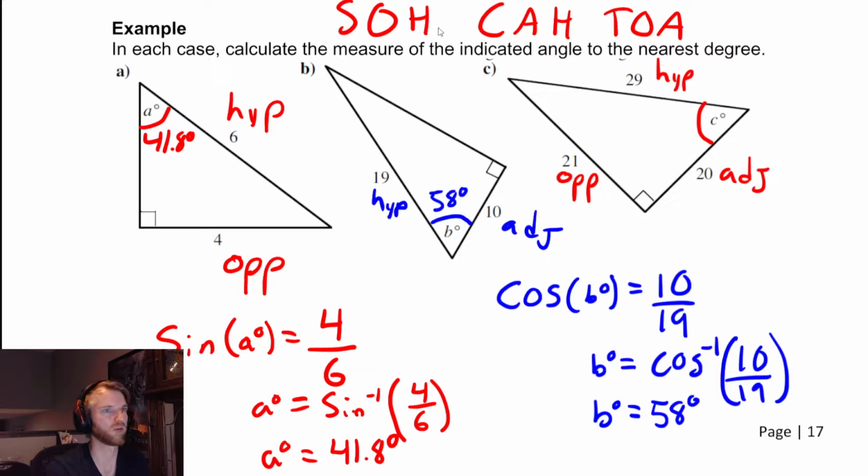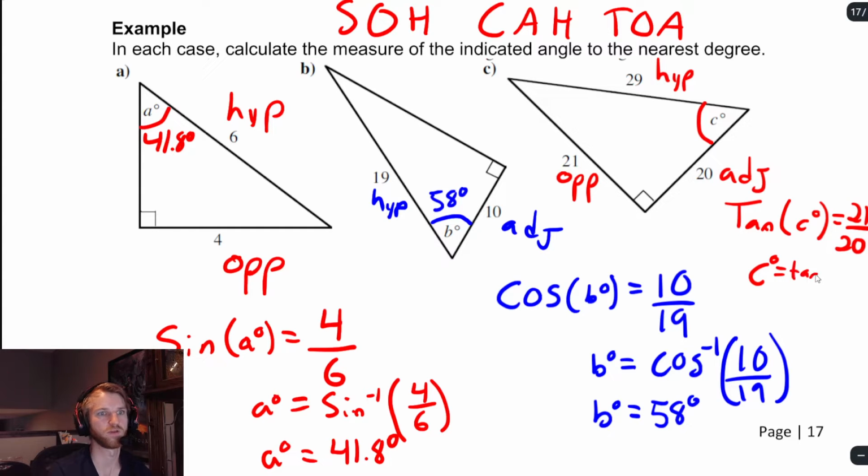Okay, we could use the opposite and hypotenuse for sine, we could use adjacent and hypotenuse for cos, or opposite and adjacent for tangent. But let's use tangent since we haven't used that one yet. So we'll say tan of our angle C is equal to opposite over adjacent, so 21 over 20. We need to get rid of our tan, so we need to move it to the other side to get tan inverse. So we'll have C by itself, and then on the other side is now tan inverse, and all in brackets 21 divided by 20.